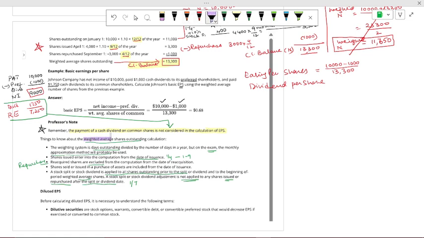Weighted average outstanding shares calculation is completely different from a normal weighted average. Weighted average is exclusively for this. You have to follow these steps. These are the steps. Are you okay with this? Yes, this is clear. Fine.